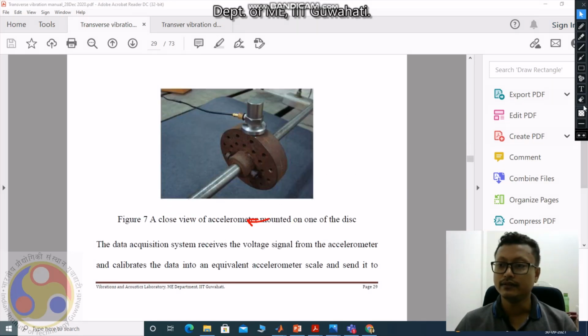This is one picture of how to connect the accelerometer to the mass. This is the mass, and this is the sensor. Sensor means accelerometer.